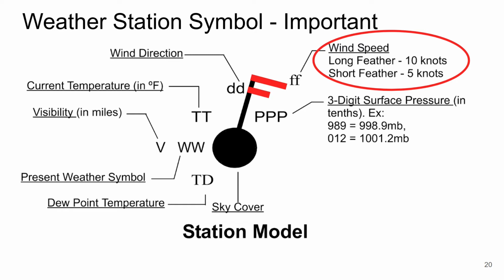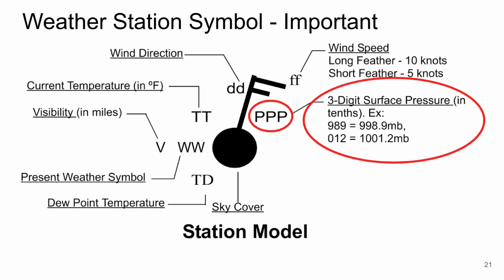Wind speed, again, a long feather is 10 knots. Short feather is 5 knots. If it's just one short feather in the middle of the shaft, the wind speed is 5 knots. If there's no wind arrow, then there's no wind. And usually they put a double line around the circle so that you're sure they haven't made a mistake and just left off the line. So in this case, the wind speed would be 15 knots, 1.5 feathers, 15 knots.